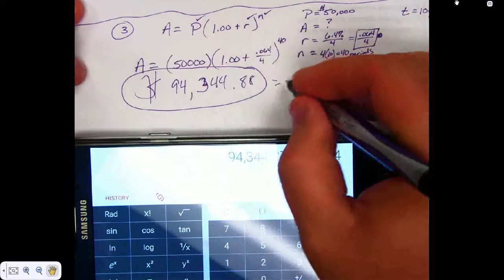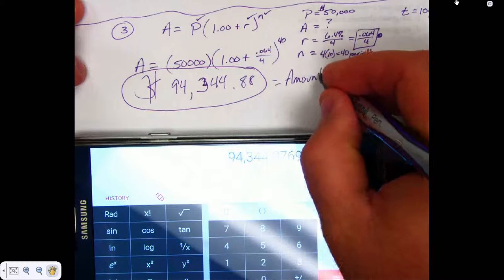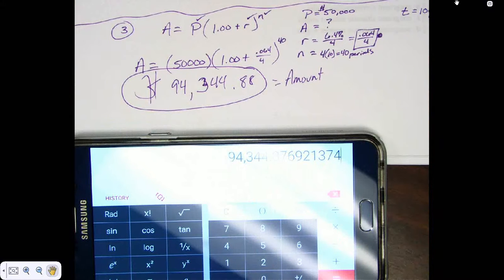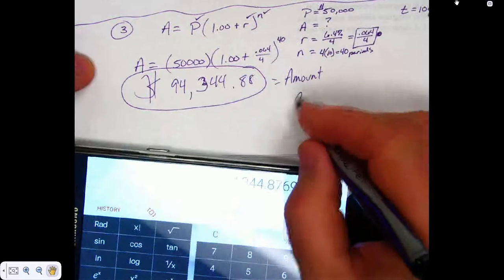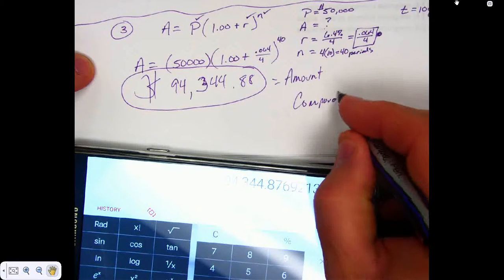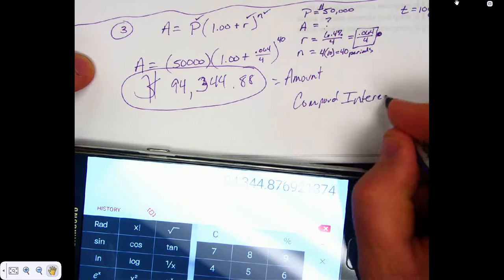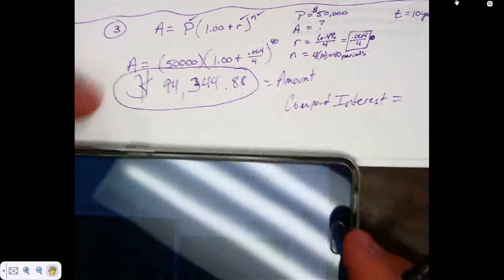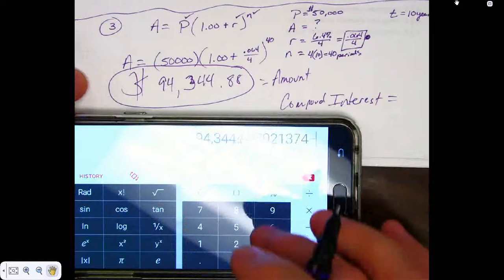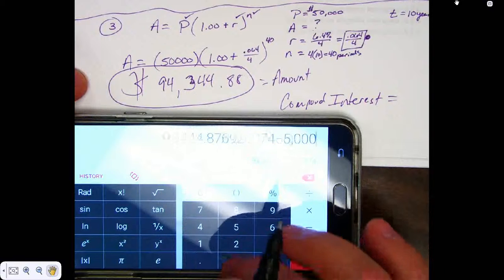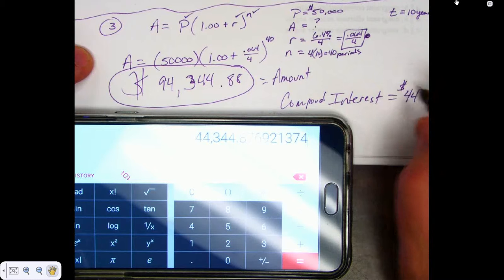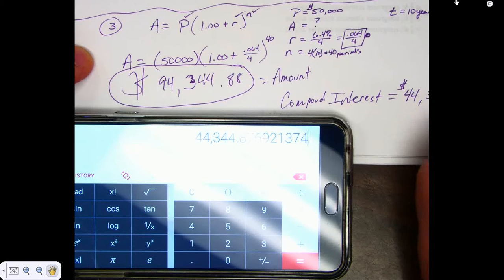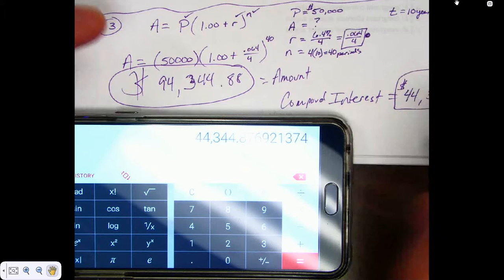That is your what? Amount. However, is that what the problem asked for? What did the problem ask for? Compound interest. They asked for how much compound interest. Well, how much compound interest is that? What do I do? Subtract. I subtract that from 50,000, and I get, how much money did you make over 10 years? Holy moly. $44,344.88. Now remember, that's over a decade.